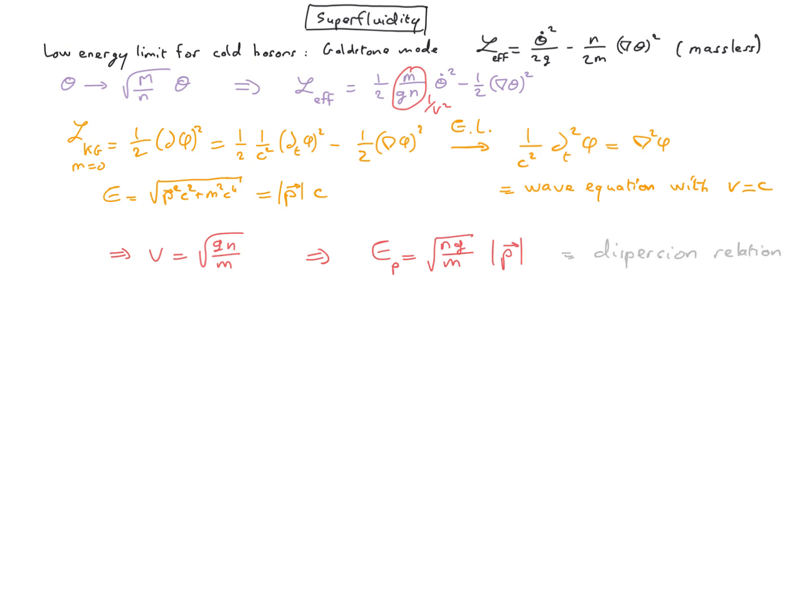Usually for a non-relativistic field, the dispersion relation gives us an energy which is quadratic with the momentum. But now for cold atoms with a repulsion, spontaneous symmetry breaking gives us a dispersion relation which gives an energy which is linear with the momentum. This difference is what explains the superfluid behavior.